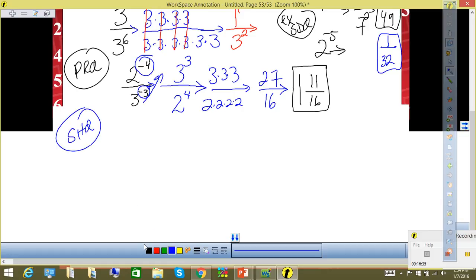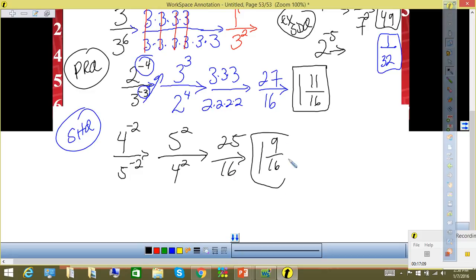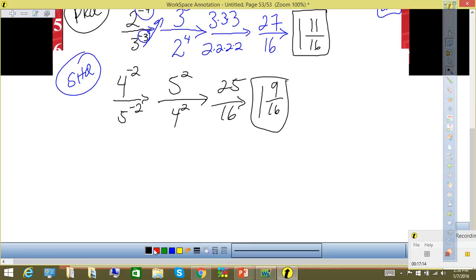Shazam Q. Copy this one. 4 to the negative 2 over 5 to the negative 2. Go. See what you do with that. Copy and simplify. What did we write? 4 to the second in the denominator, 5 to the second in the numerator. So this is 25 over 16, which becomes 1 and 9 sixteenths. Hands if you got that. Okay. All right. Let's move on.